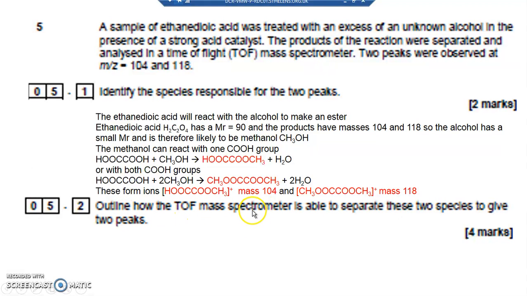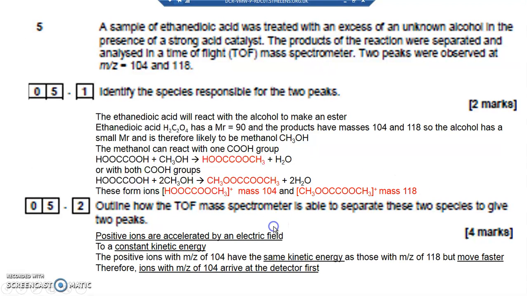Outline how the time-of-flight mass spectrometer is able to separate these two species to give two different peaks. So it's because they've got different masses, and what actually happens in the time-of-flight mass spectrometer is they've both got the same kinetic energy. But because this one is smaller, this one gets accelerated towards the plate more quickly, moves at a faster speed and hits the detector plate before this one, and that's why you can distinguish between the two.